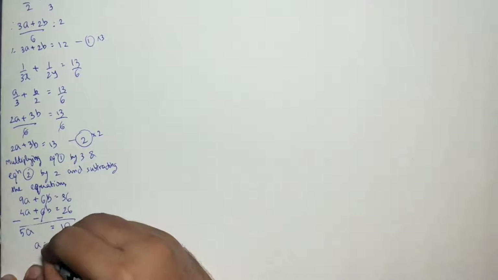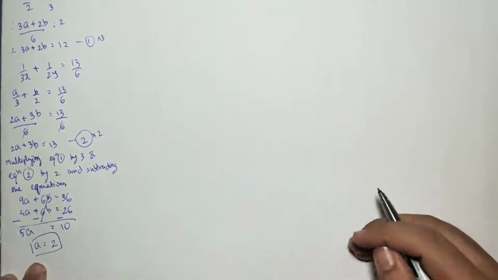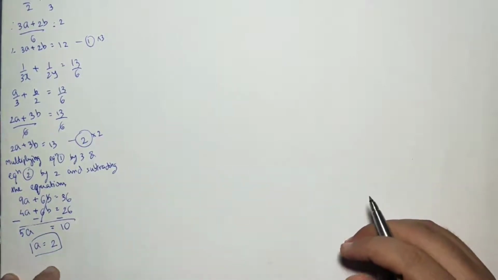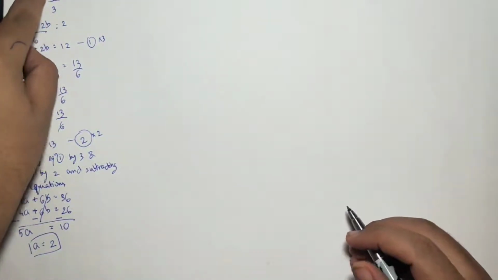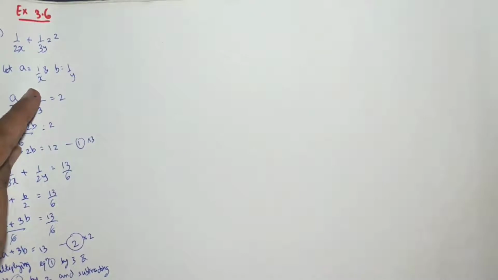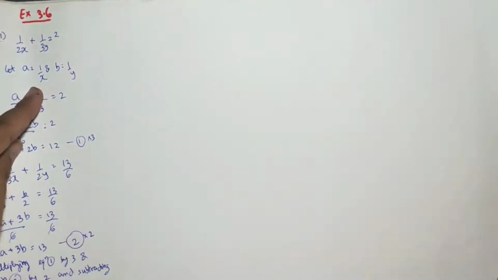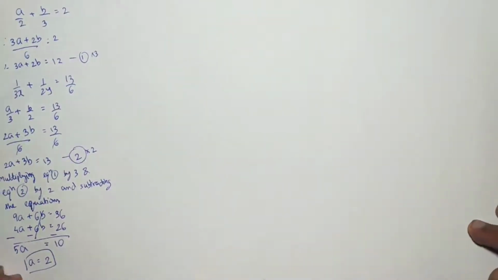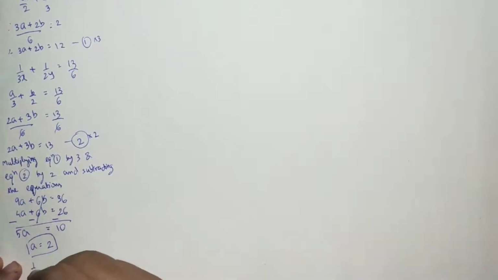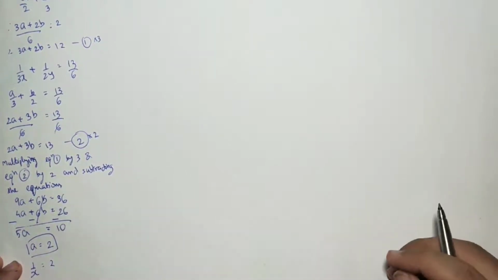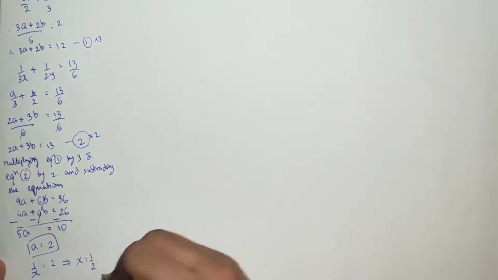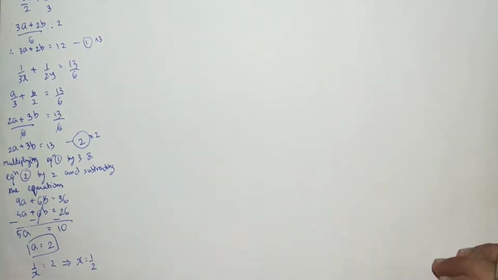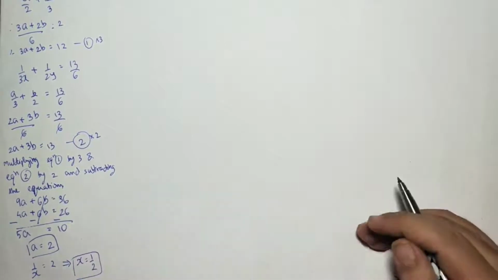I'll get a equals 2. If a is equal to 2, what was a? A was 1 by x. So substituting that value of a, what will we get? 1 by x equals 2. Through this, we will get x equals 1 by 2. So we got the value of x.